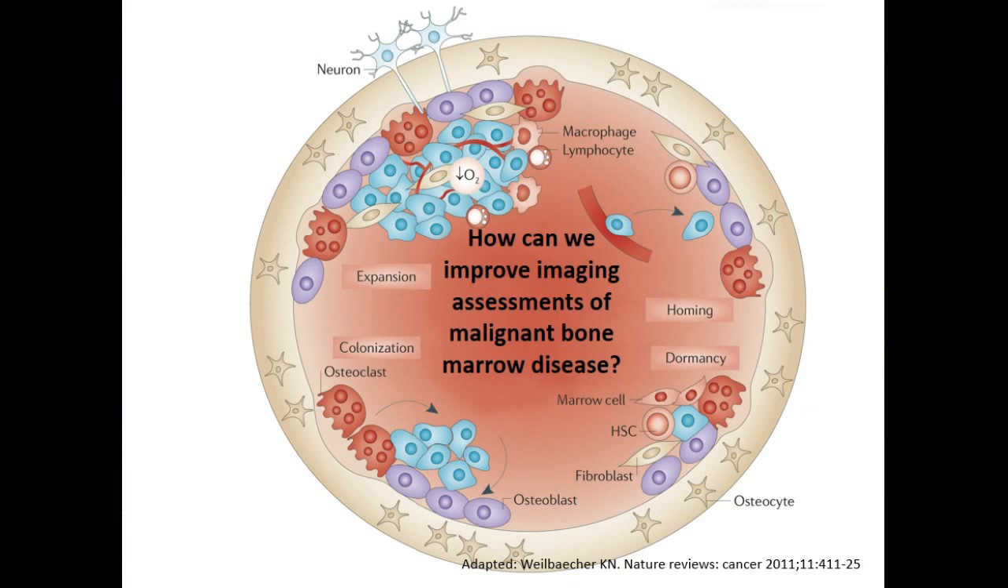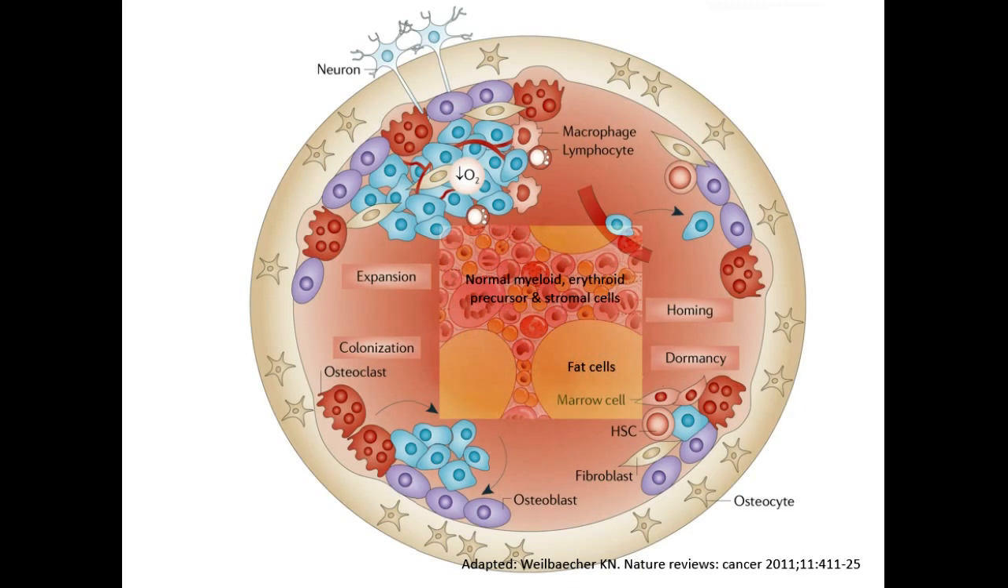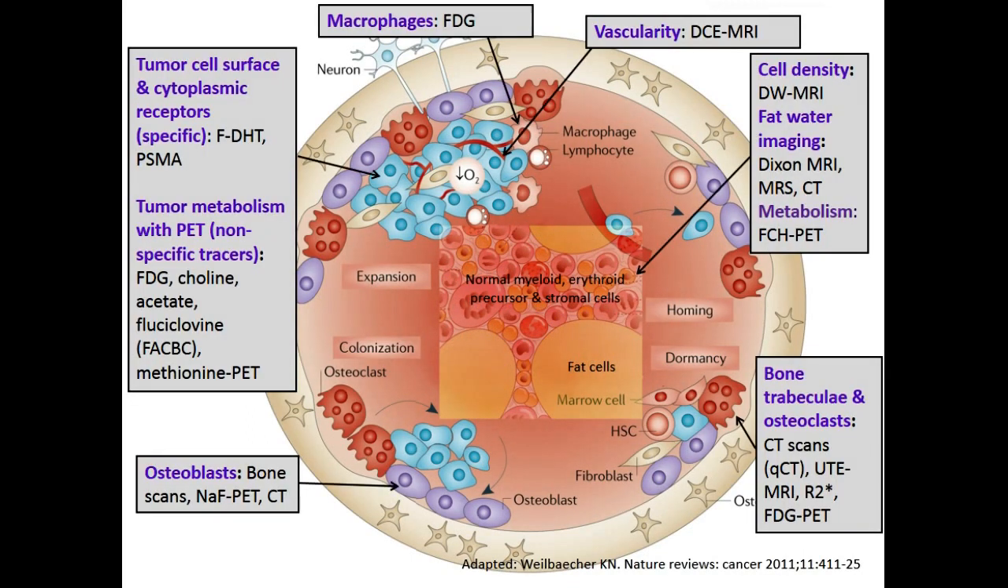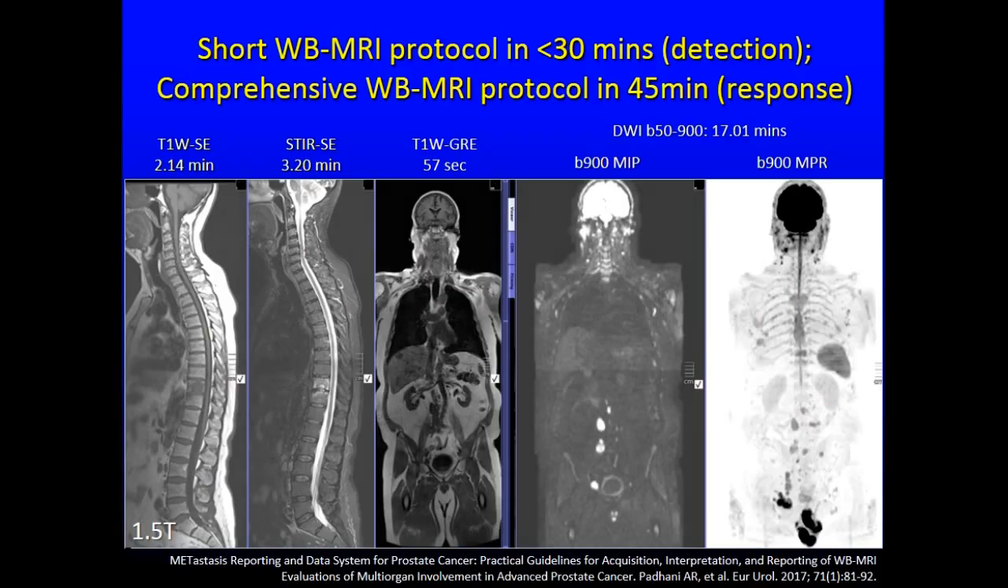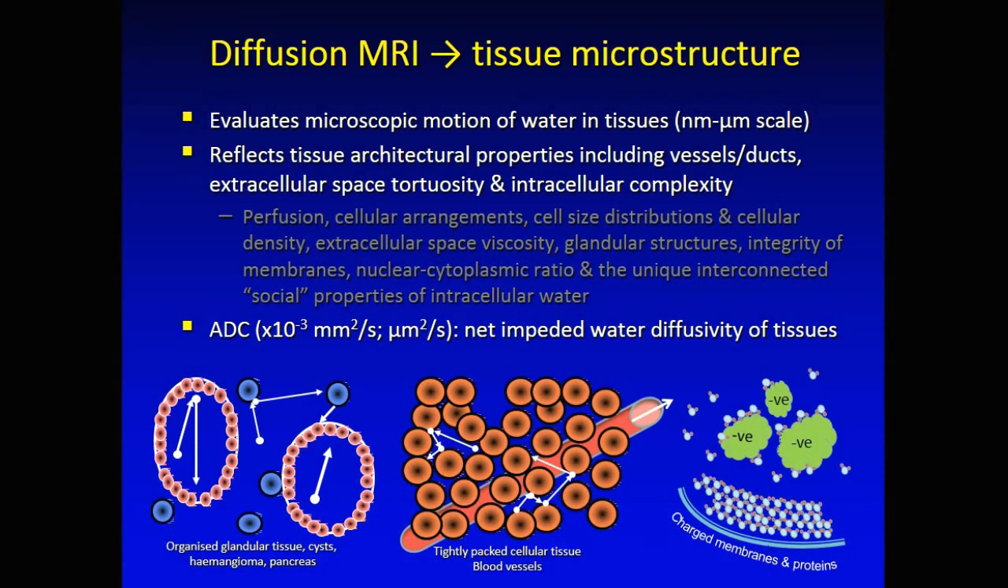So how can we improve the situation? Well, we have a number of ways that we can look at the bone marrow space, and here are some of the techniques that are available in many clinics to be able to interrogate the bone marrow, and one of these techniques is the whole body MRI scan. Now, the whole body MRI scan can be performed as a detection protocol in most modern scanners within 30 minutes. Comprehensive response assessments take a little bit longer, about 45 minutes.